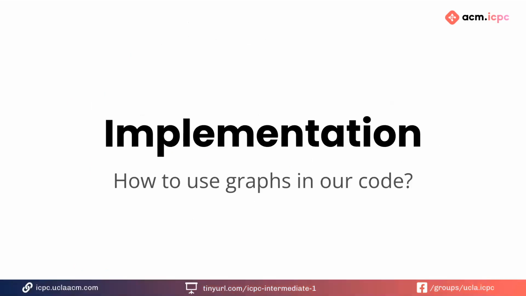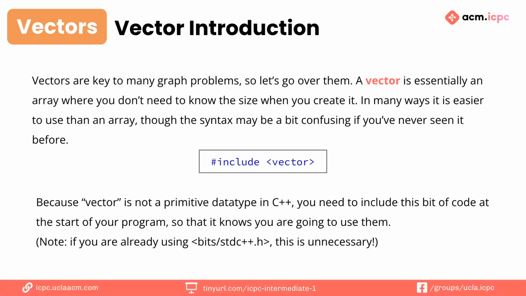So now let's talk about implementation. You know what a graph is, but how do we represent it using code? So as a quick aside, just to make sure that everybody knows what vectors are, we're going to talk about them quickly and go through some of the syntax. If you haven't seen them before, they're a lot like arrays, but vectors are a tool which doesn't need to have a defined size, and you can add elements to them as you need them.